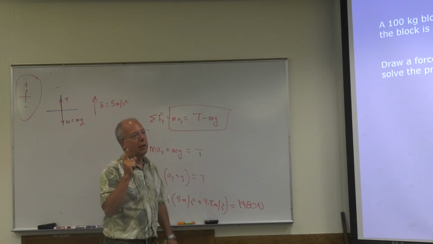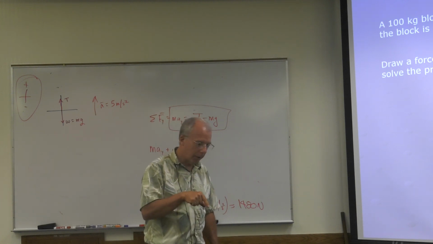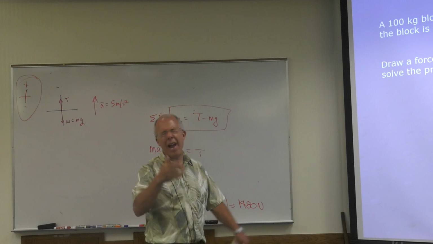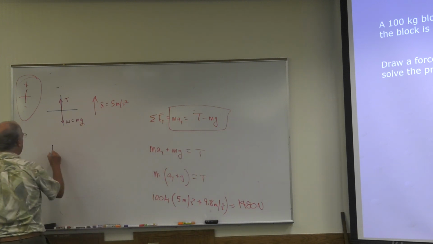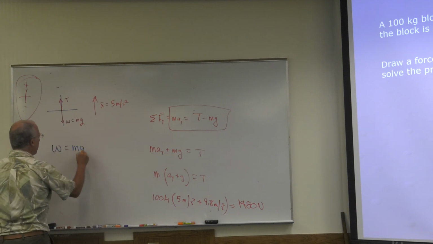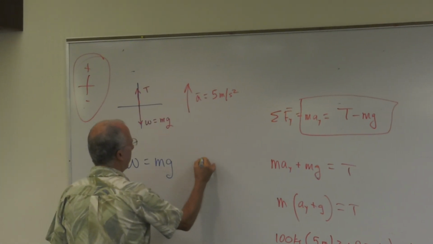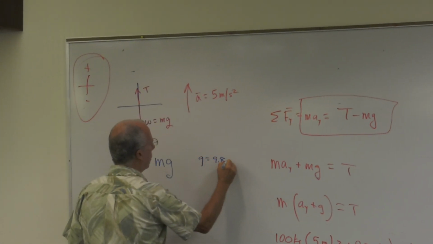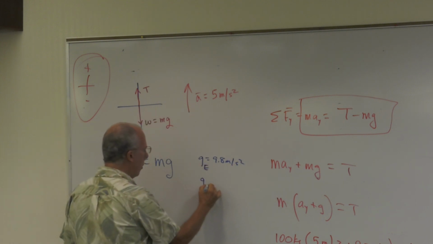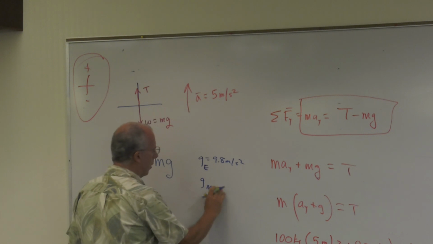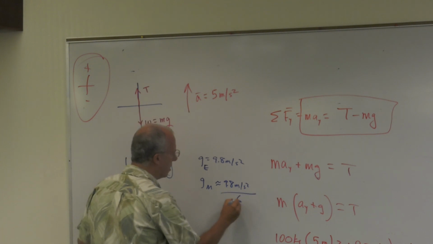How about this, though? Does your weight change when you travel from the Earth to the moon? Well, yeah. Why is that? Because weight is mass times acceleration due to gravity. And on Earth, g is 9.8 meters per second squared. That's Earth. But on the moon, it's approximately equal to 9.8 meters per second squared divided by 6.